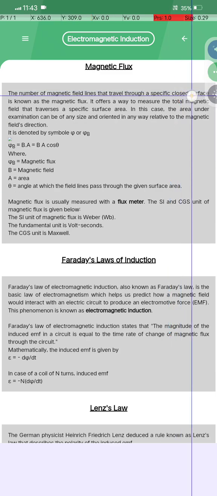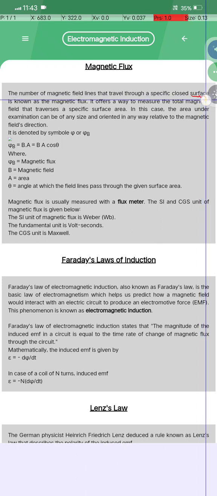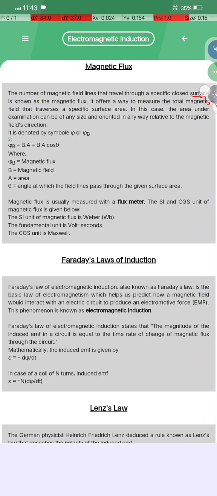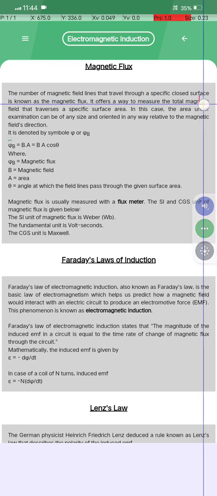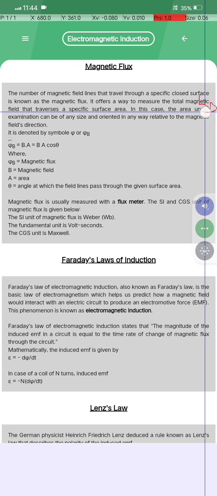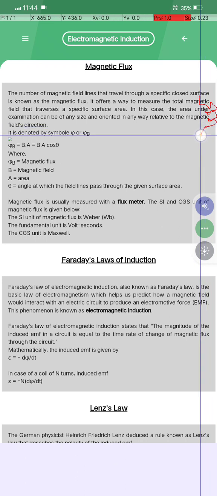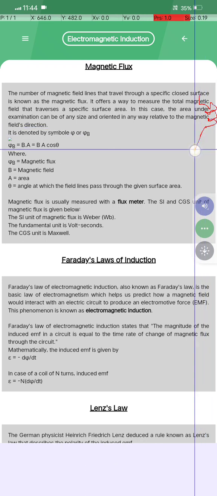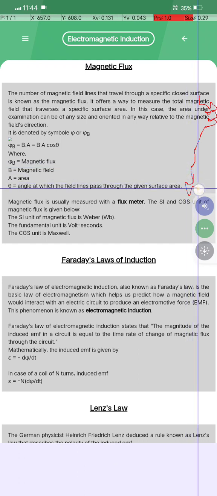अब मैग्नेटिक फ्लक्स क्या होता है? The number of magnetic flux lines, लाइंस दैट ट्रेवल्स in a specific closed surface known as magnetic field. Okay, magnetic flux offers a way to measure the total magnetic flux that traverses a specific surface, and in this case the area under examination can be of any size, oriented in any way relative to the magnetic field direction. It is denoted by psi B, B A या B A cos theta, where psi B जो होता है मैग्नेटिक फ्लक्स है, B जो है मैग्नेटिक फील्ड है, A जो है एरिया है, थीटा जो एंगल है.